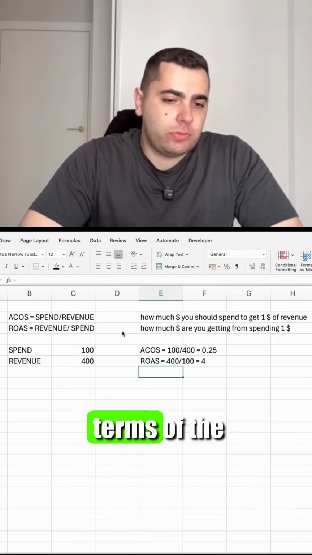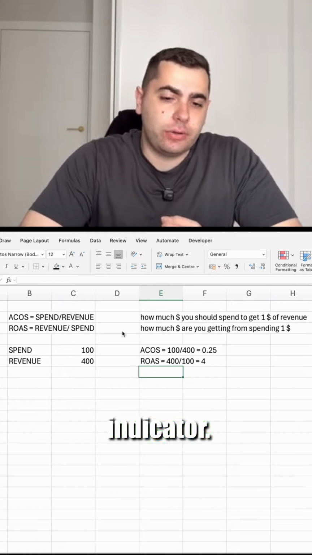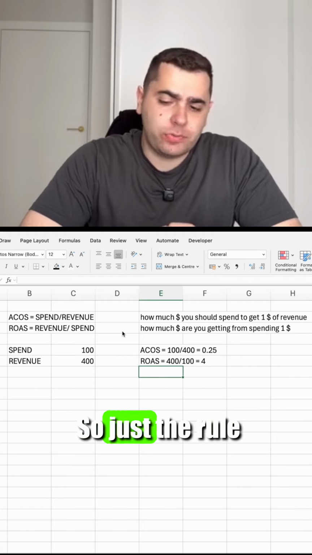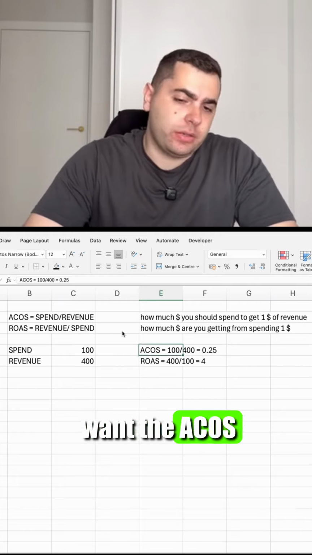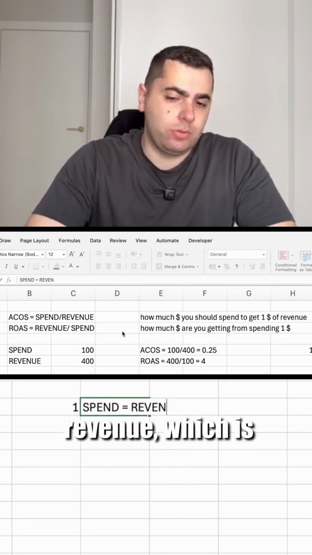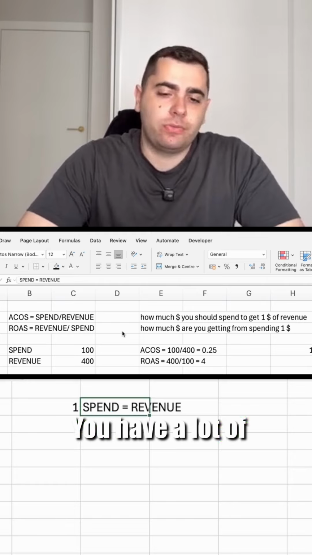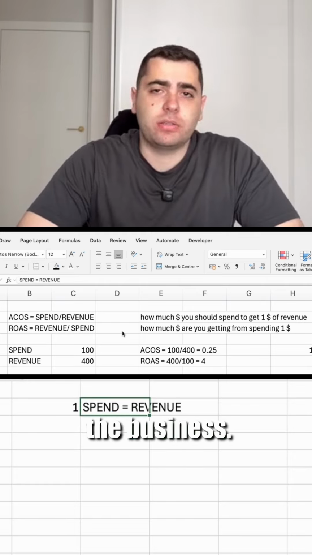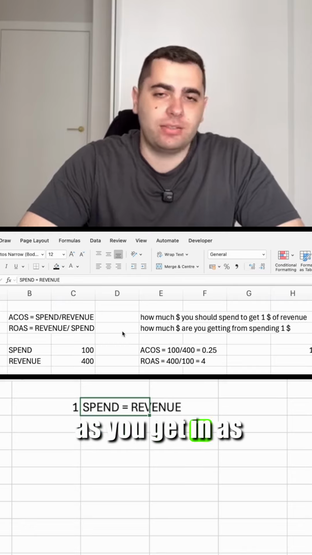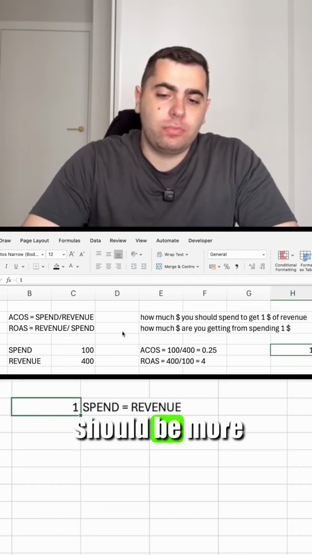Same indicator in terms of the essence, right? In terms of the values which are used to calculate this indicator. But the interpretation is a little bit different depending on what answer you want to get. So just the rule of thumb, you want the ACOS always to be lower than 1. If it's 1, that means that spend equals revenue, which is not great, right? Because in Amazon business, there is not only spend, right? You have a lot of other costs in the business. It's not going to be a great business if you spend on advertising the same as you get in as revenue.